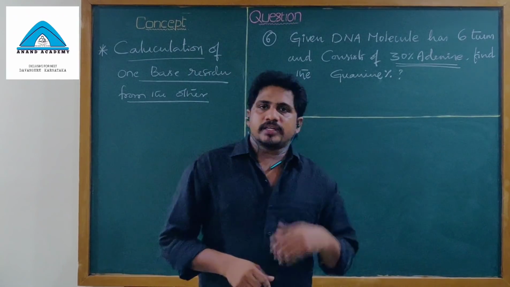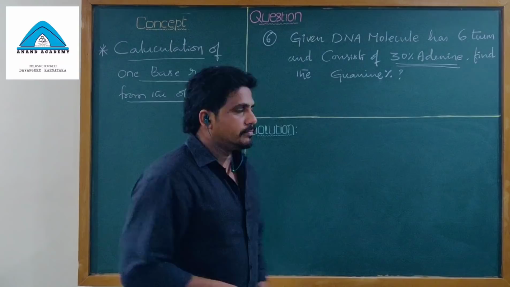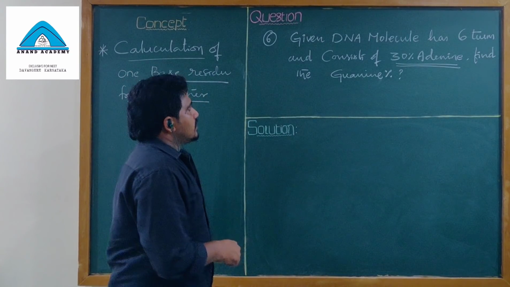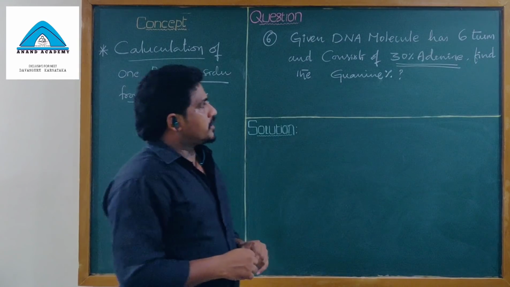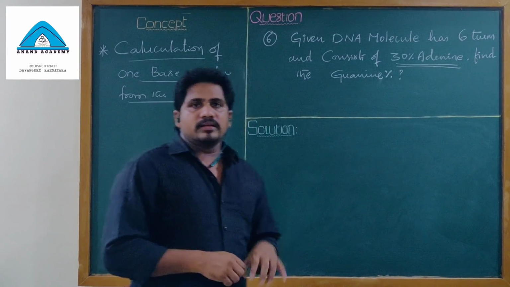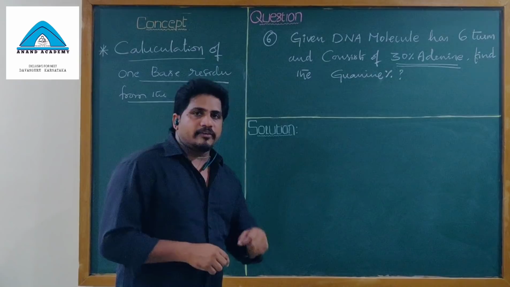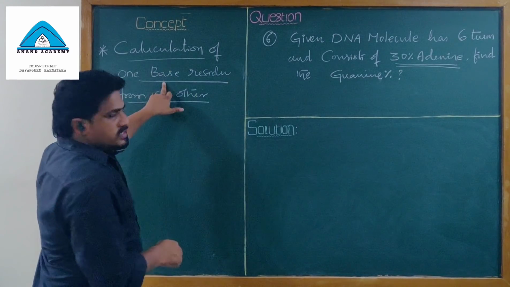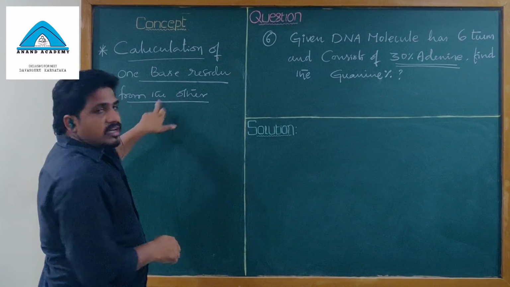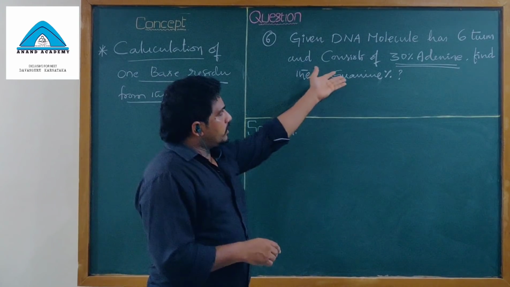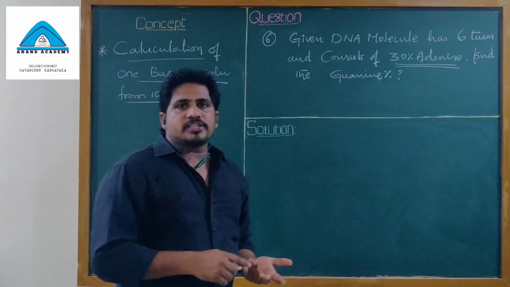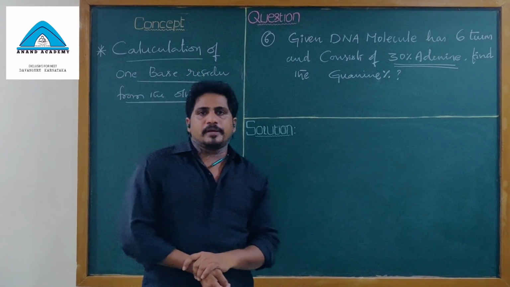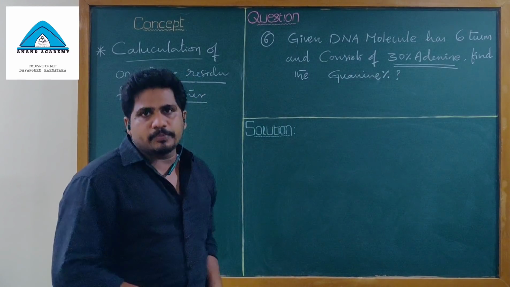Okay, this time we are approaching the 6th sum. It is a different model. Read the question. Given a DNA molecule has 6 turns and consists of 30% of adenine, find the guanine. So in this question we are finding a different model: calculation of one base residue on the basis of another percentage. One nitrogen base data was given in the question and we have to calculate the other. The most common type of questions in the pre-medical examinations come from this format.